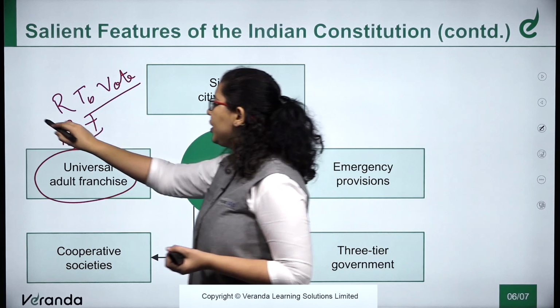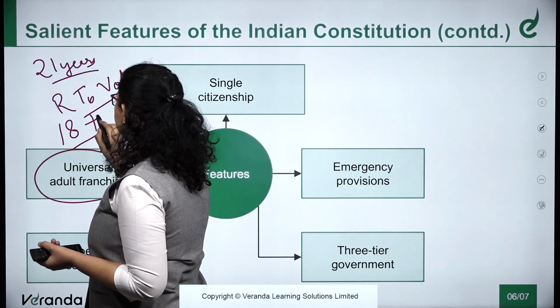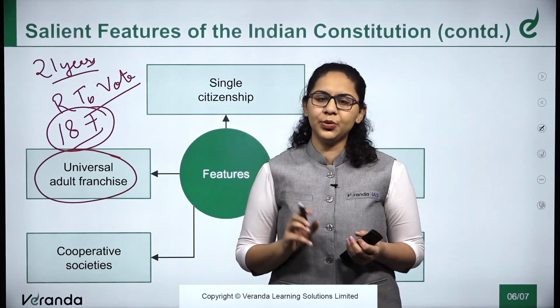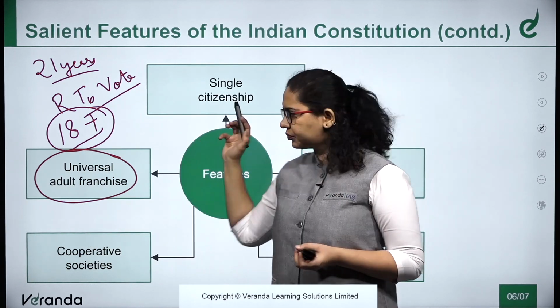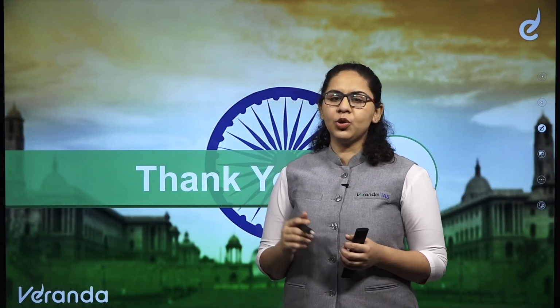Earlier the age was 21 years. With the constitutional amendment, it now became 18 years. So whosoever is of 18 years of age can cast a vote and can help in the making of the government and the society. So this was all for today.